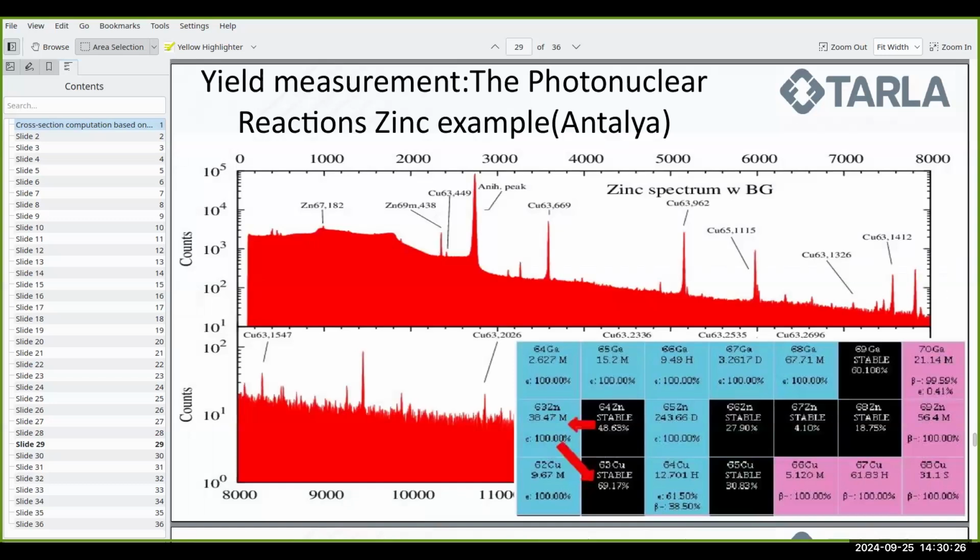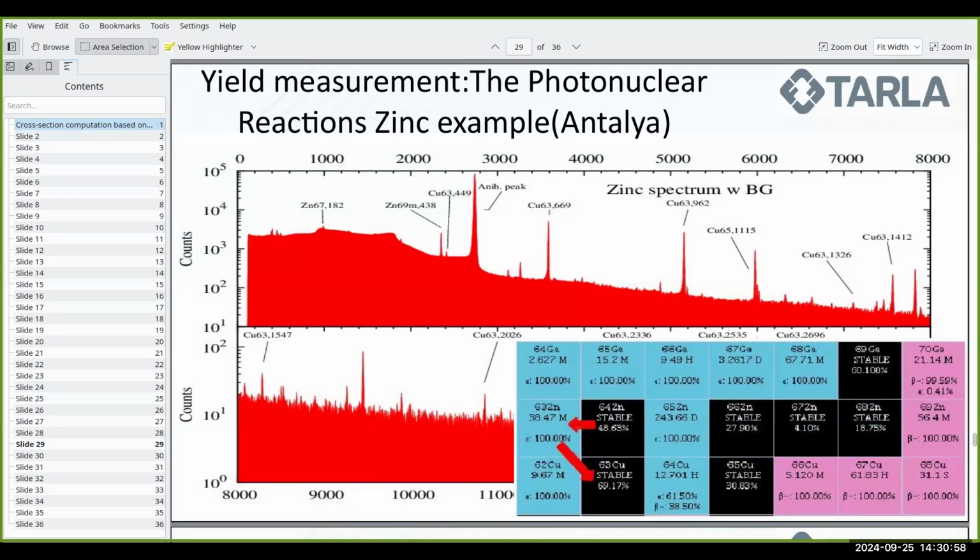So the beginning of this story with the photons and photonuclear reactions started at my previous workplace. As I mentioned, currently I'm working at Tarla in Ankara, which is an electron accelerator center. But the very first measurements I did with colleagues in Antalya, and this is an example of a spectrum. As I said here, we stopped only at 1, and from 1 you cannot extract the cross-section, because at best what you can obtain is yield.